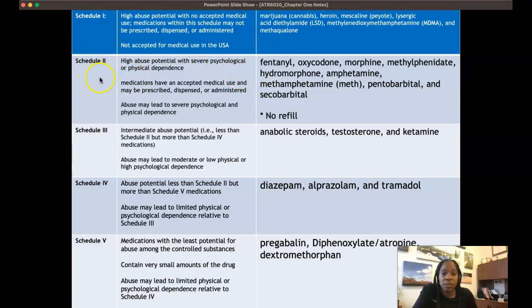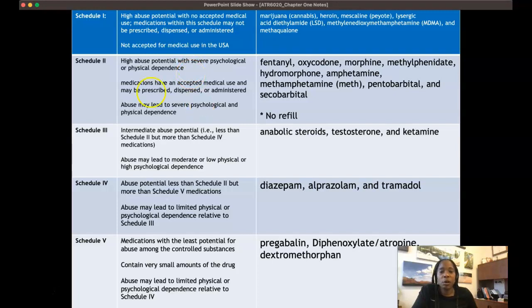Next is our schedule 2. We see these actually being prescribed, but the key thing with schedule 2 drugs is they cannot have a refill. So this is the patient who goes into the clinic and gets maybe a fentanyl or an oxycodone or a morphine, for example, and then would need to go back to the physician in order to get an actual refill. Here's the difference between a schedule 1 and a schedule 2: there is accepted medical use, but still high abuse potential. And the scary thing is not only is there high abuse potential, but there is the ability for psychological and physical dependence on the actual drug.